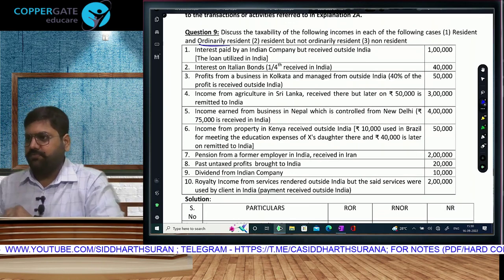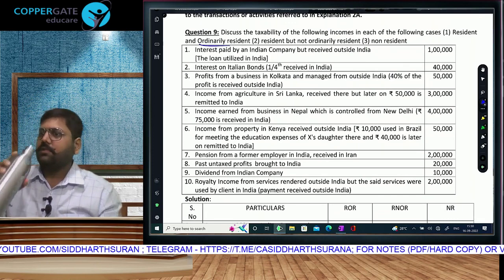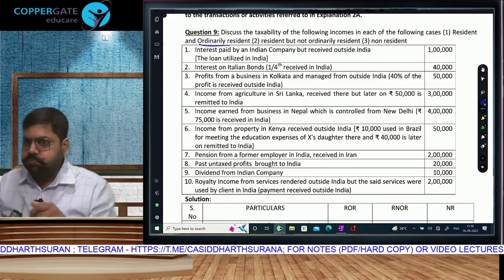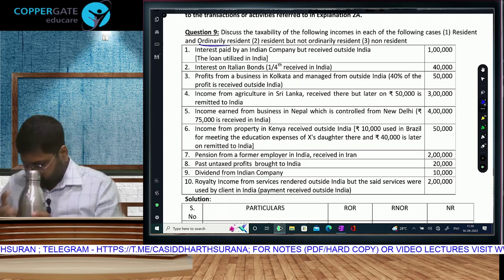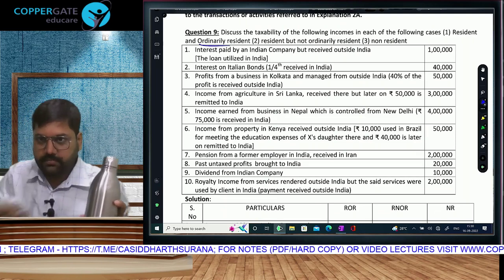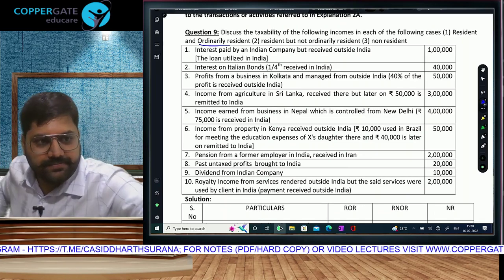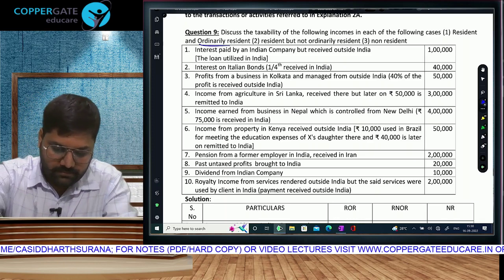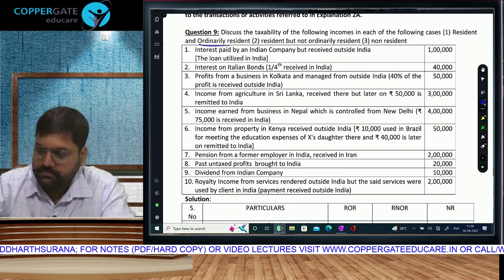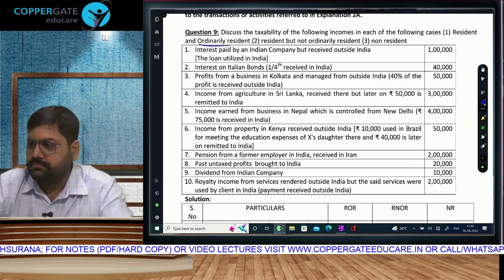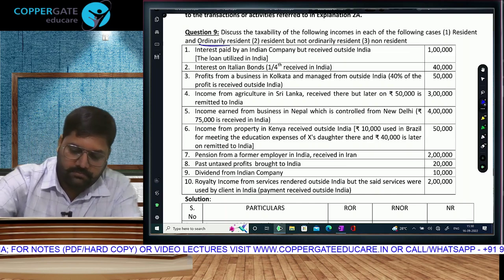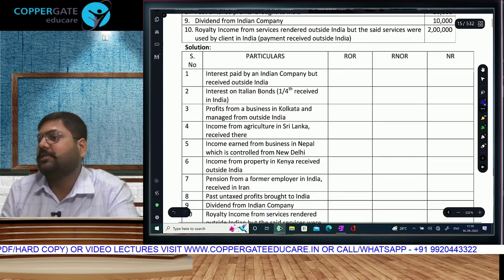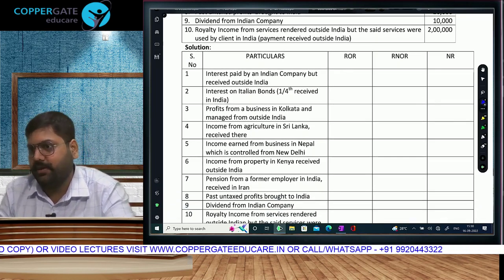Question number 9, page number 14. Can you start reading please? Question number 9. Discuss the taxability of the following incomes in each of the following cases. Number 1, resident and ordinarily resident. Number 2, resident but not ordinarily resident. And 3, non-resident. Matlab, if you understand, we can solve the sum like this in a columnar manner.